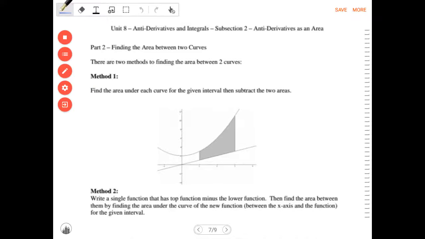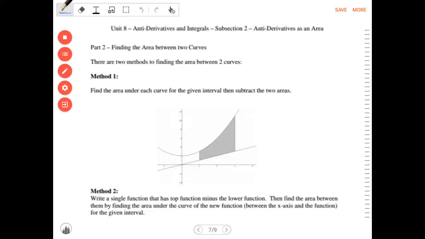All right. Unit 8, subsection 2, antiderivatives as an area, part 2, finding the area between two curves. Last section we figured out the area between the graph and the x-axis. So now what if there's two graphs or two lines and we want to figure out the area between them? I've drawn a little picture here for you. There's a curve and then a straight line, and we want to figure out those two areas.